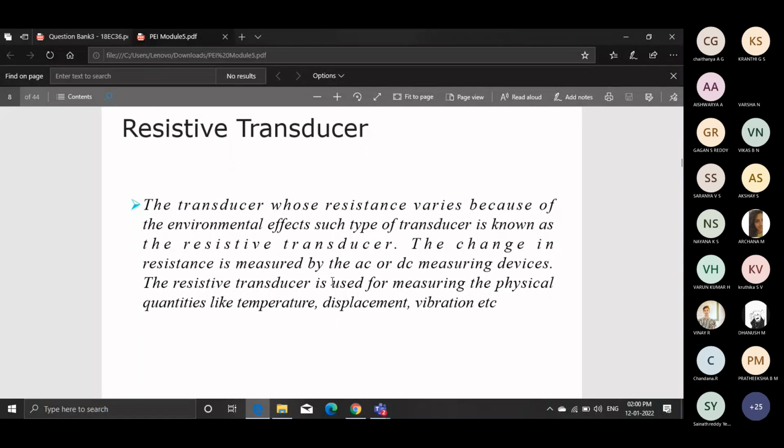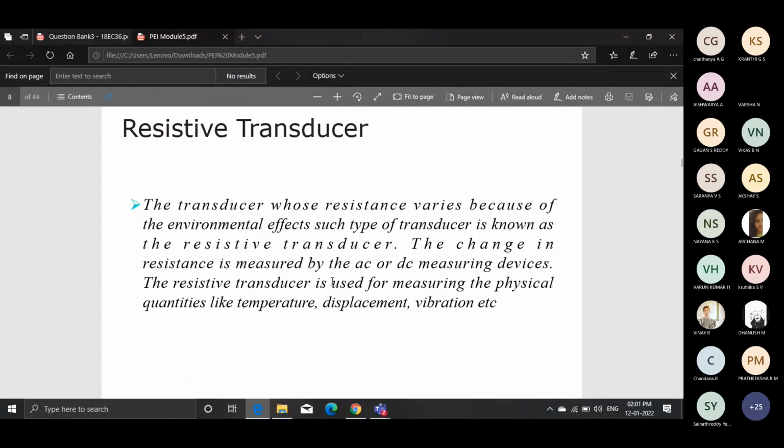Next one is resistive transducers, the first one among passive transducers. A transducer whose resistance varies because of the environmental effects is known as a resistive transducer. Very simple. The change in resistance is measured by AC or DC measuring devices. The resistive transducer is used for measuring physical quantities like temperature, displacement, vibration, etc.